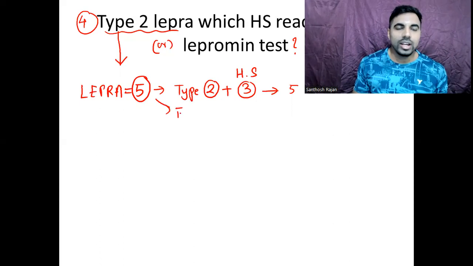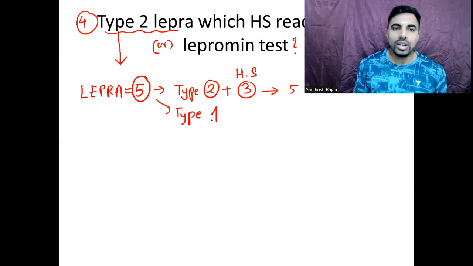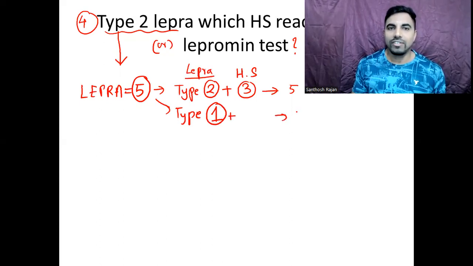What about type 1? Type 1 lepra reaction, I'm talking about these lepra reactions. If you want to make it 5, how much do you have to add? You have to add 4.